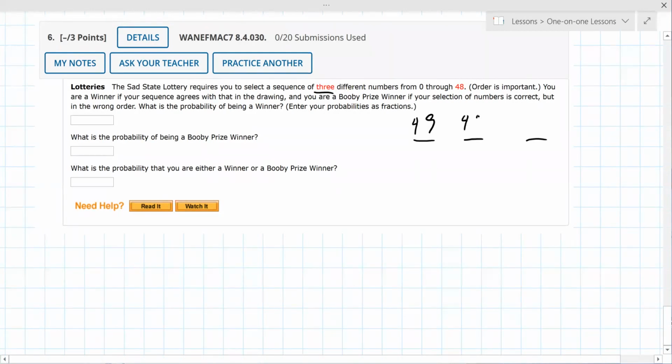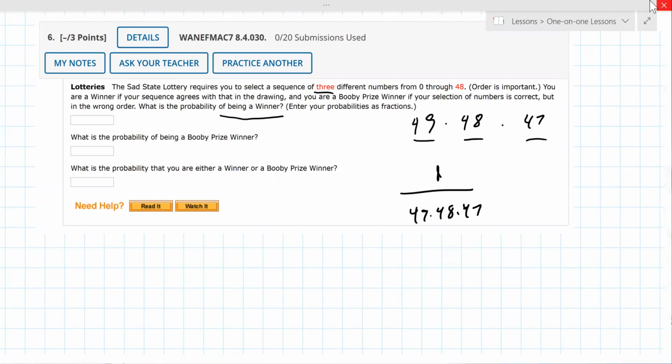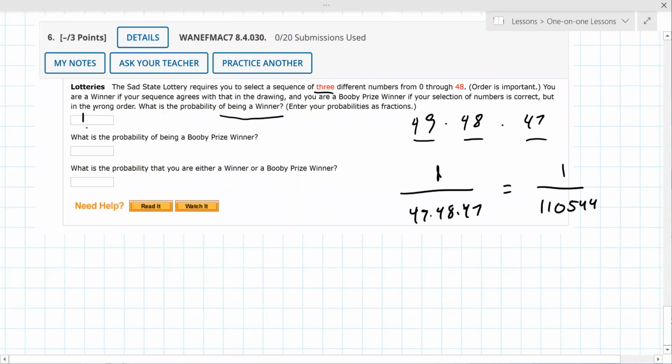In the second position, because they're different, that means there's 1 less. We learned that in the previous problem. And then there's 47 in the third position. So the probability of being a winner means that you get this correct. So there's only 1 correct out of 49 times 48 times 47. Only 1 of those correct. So I'm gonna get that fraction and then enter that in, and hopefully that's correct. So we can move through the next ones. So this is 1 out of 110544. That's the first one here.